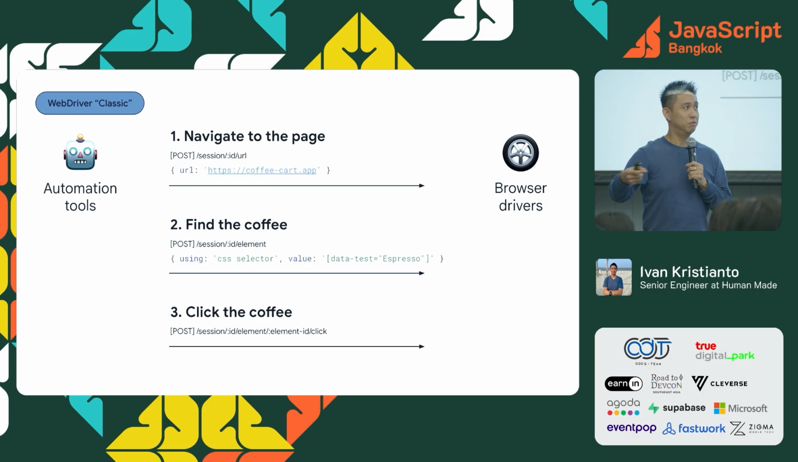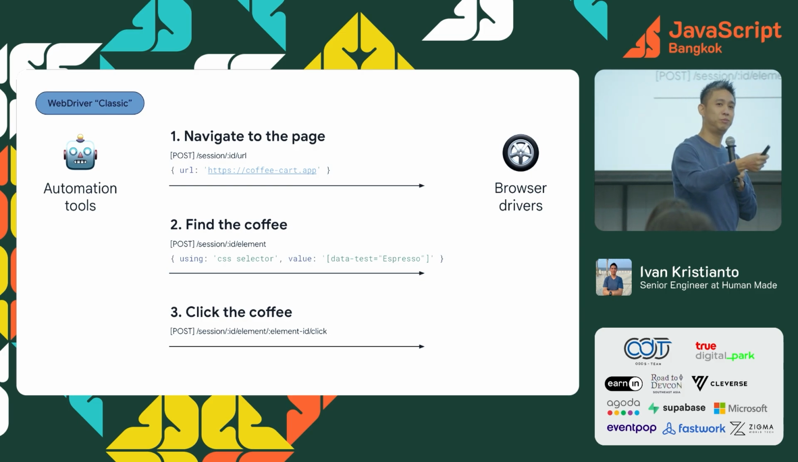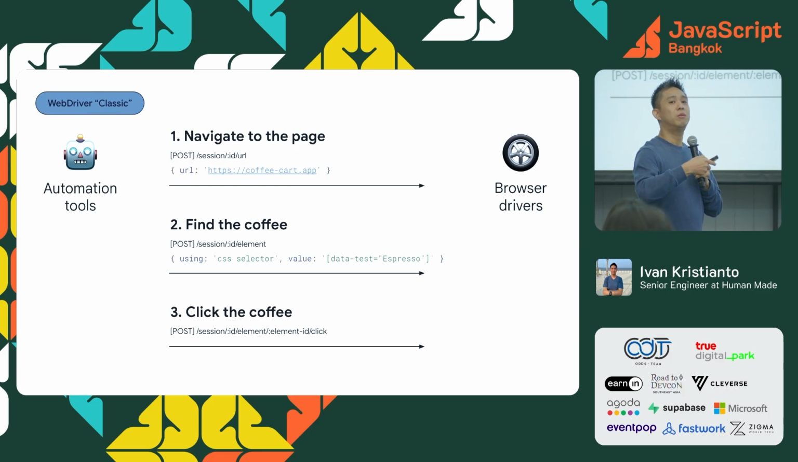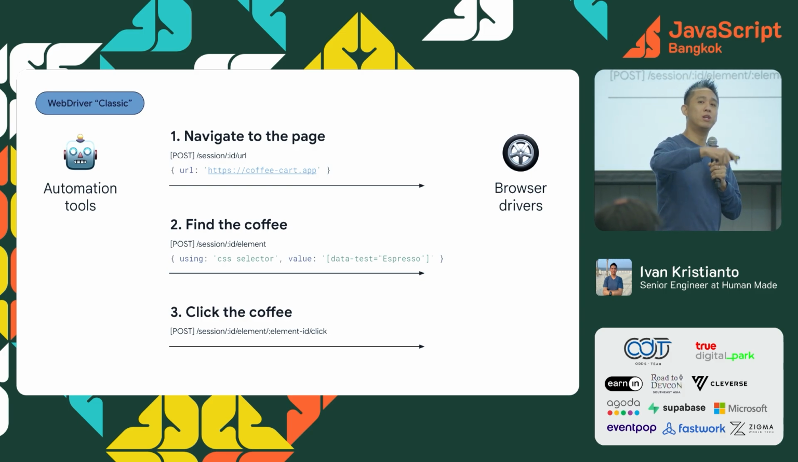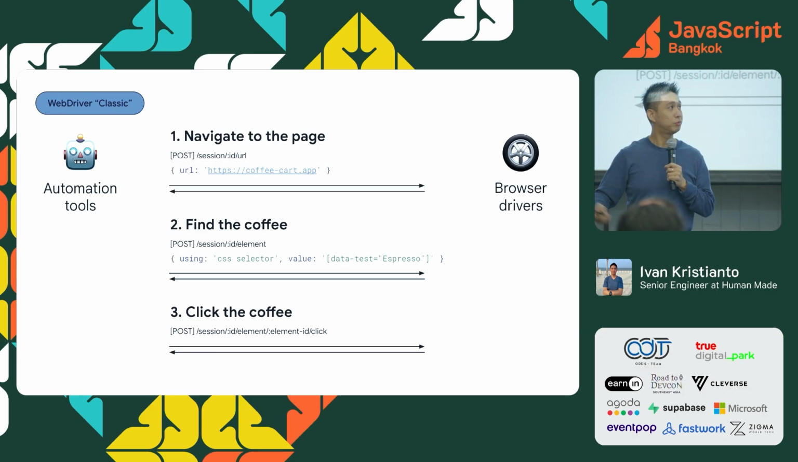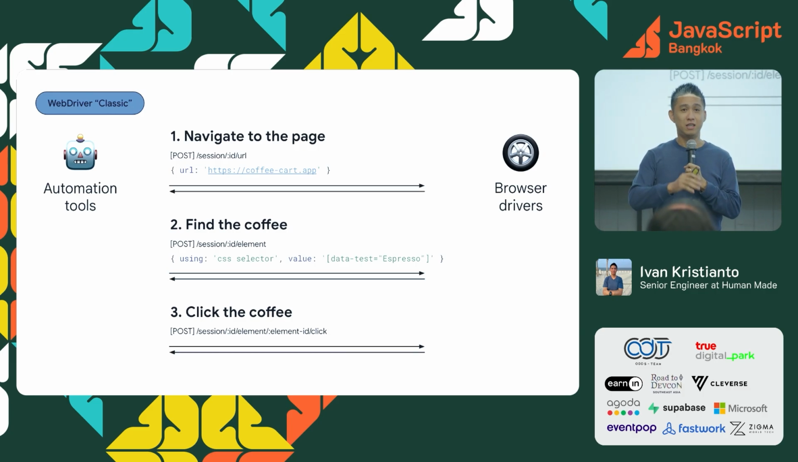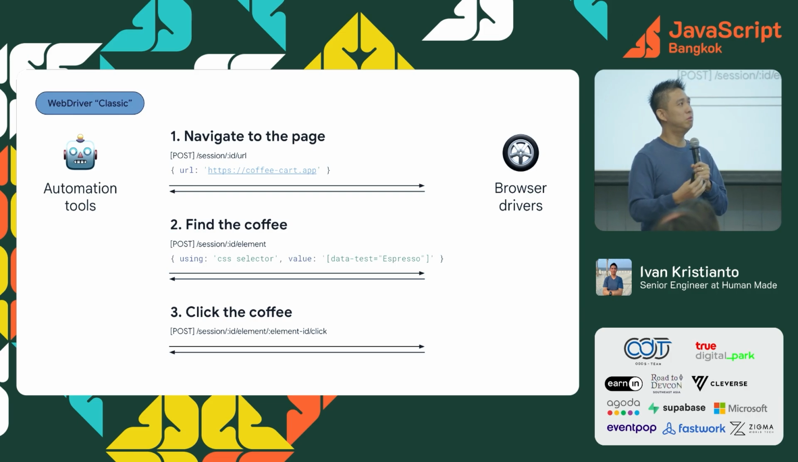Behind the scenes, the WebDriver navigates by sending HTTP requests, and then the browser driver comes back with an HTTP response, like this. It's nothing special. It's just HTTP request and response, like a REST API endpoint. That's how it works behind the scenes.